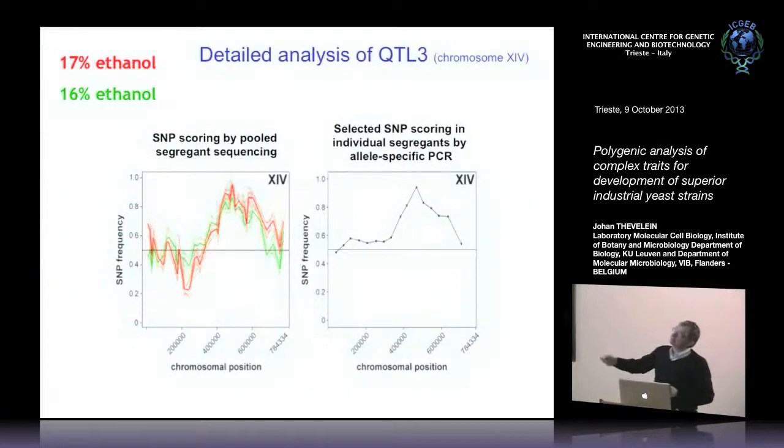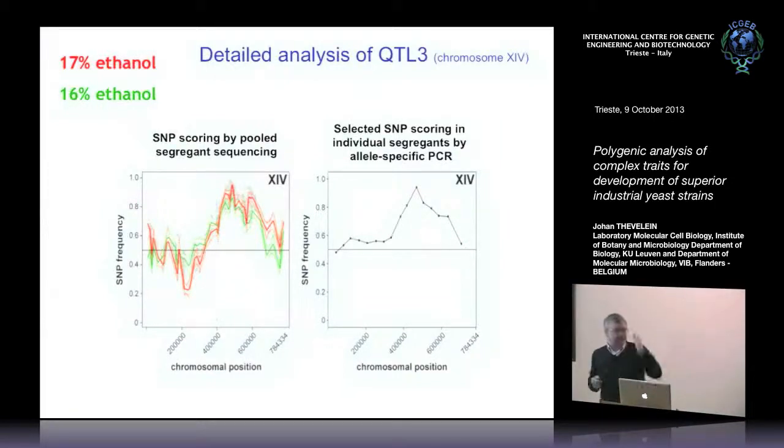When we have this result from the pooled segregant sequencing, then we will select specific SNPs from the many SNPs available, and we will score these SNPs by allele-specific PCR in the individual segregants. So in the 136 or the 31 segregants, we score all the SNPs in the same area. In this case, we can determine the frequency exactly: so many segregants have an A, so many segregants have a T.